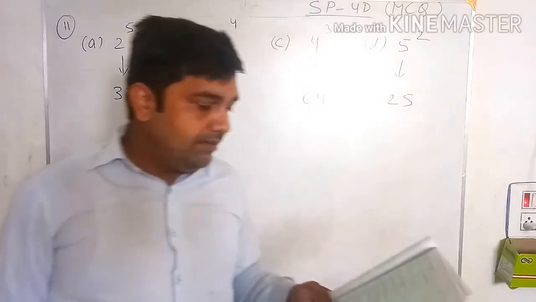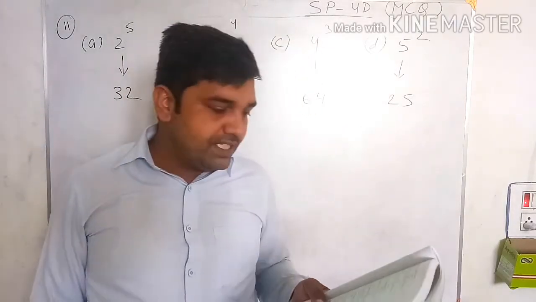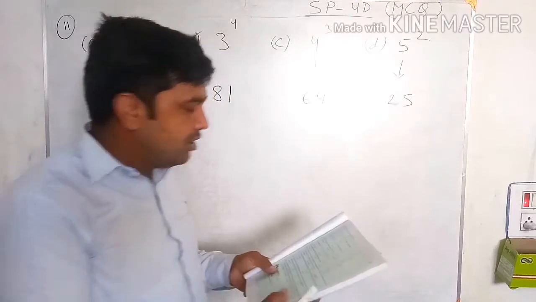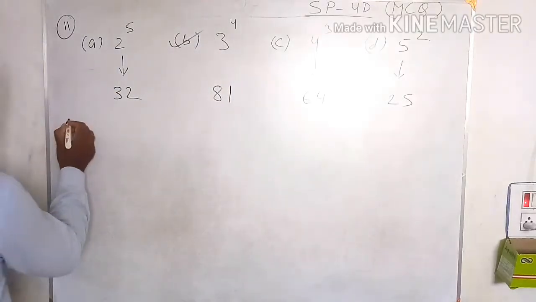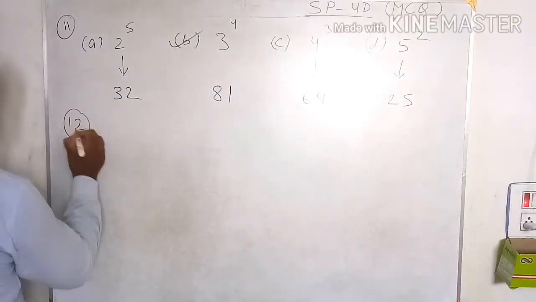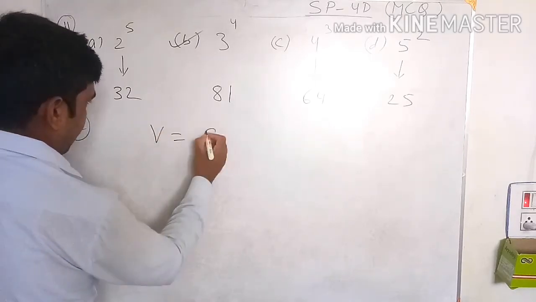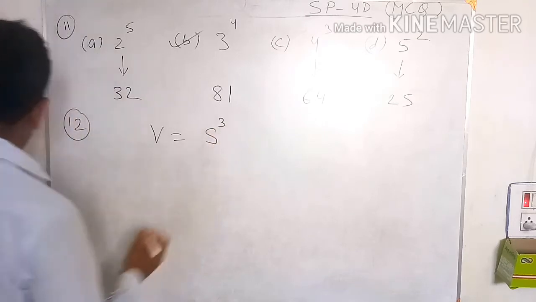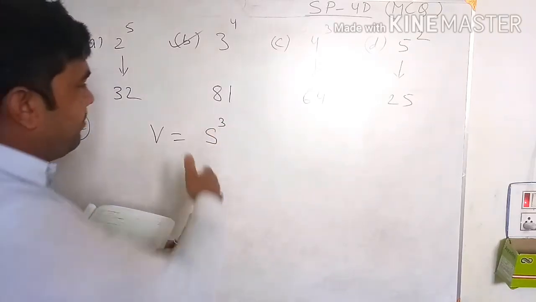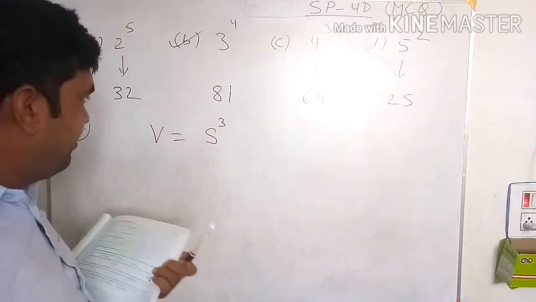Now question number 12. The volume of a cube is calculated by using the formula V equals S cubed. Question number 12: the volume of a cube is calculated with the formula S to the power 3, where S represents the side of the cube.